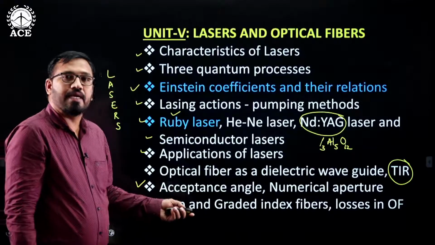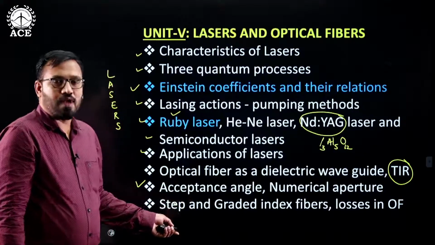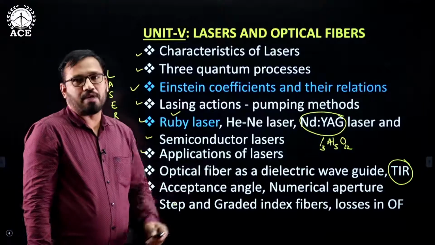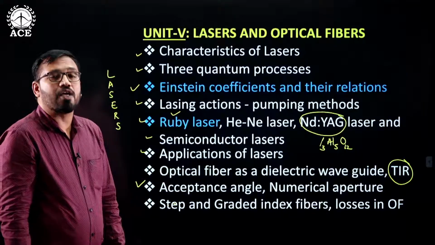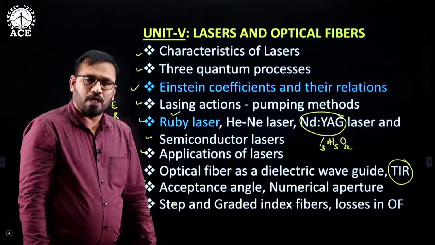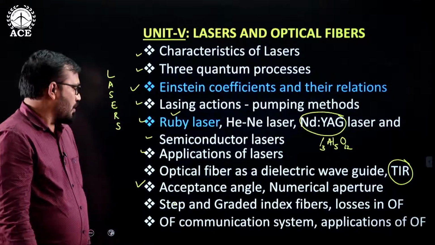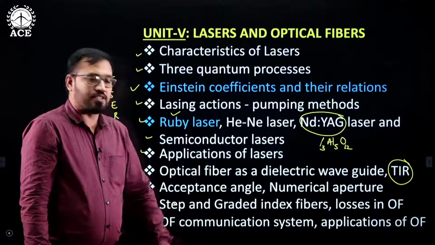Next, step index and gradient index. They are the types of optical fiber. Then losses in optical fiber. What are losses? It means attenuation. Losses means attenuation in optical fiber. Next, the optical fiber communication system.